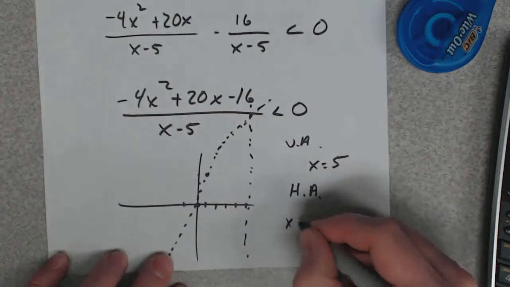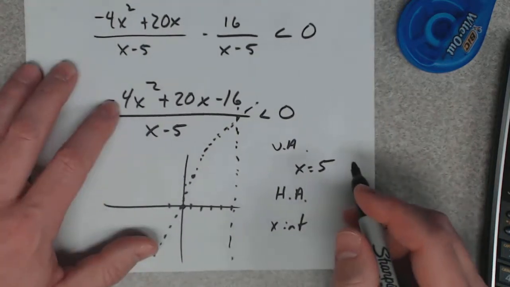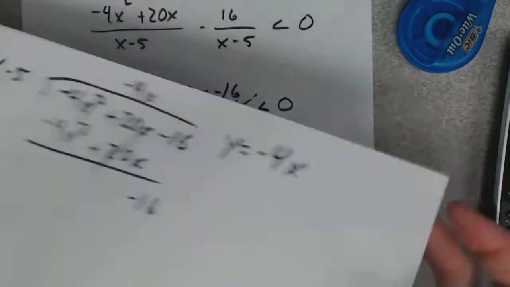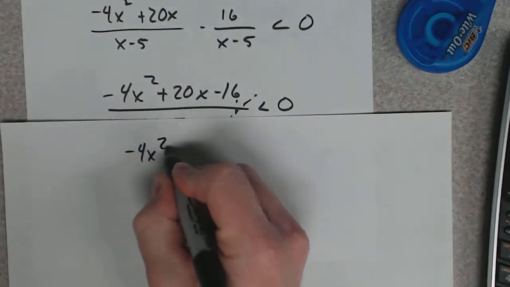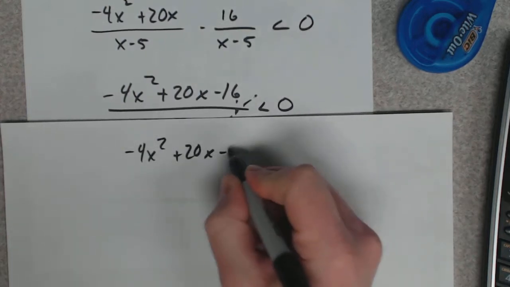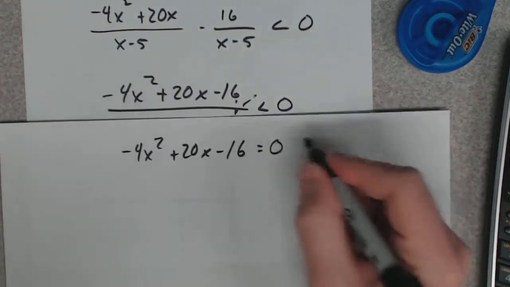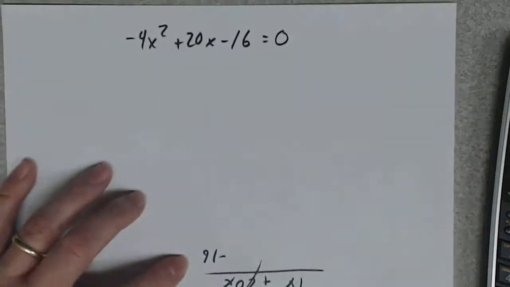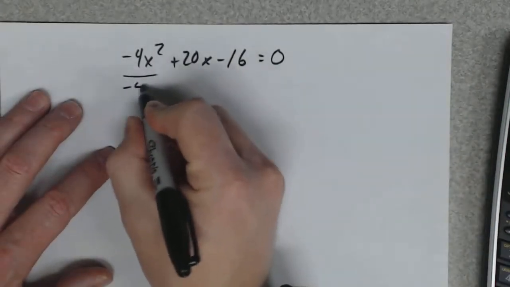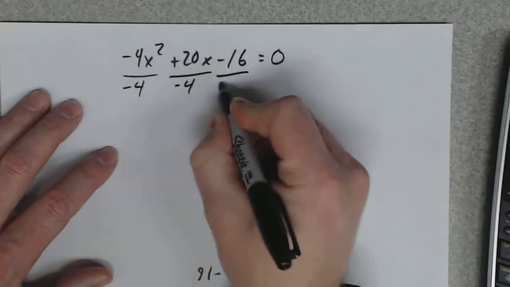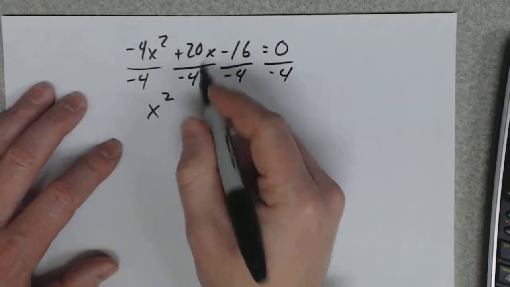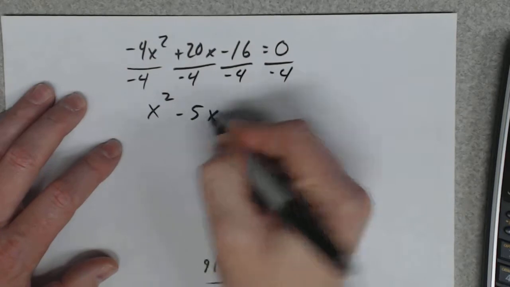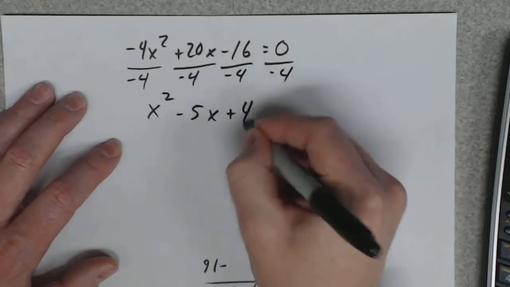And then our x-intercepts, you set the top equal to 0. So let's take our top, negative 4x squared plus 20x minus 16 equals 0. So if we set that equal to 0, everything's divisible by 4 here. I'm going to divide everything by negative 4. So that's x squared. That'd be negative 5x. And that'd be a positive 4.